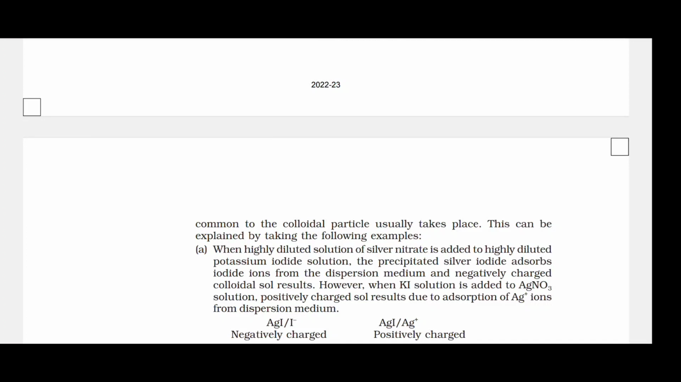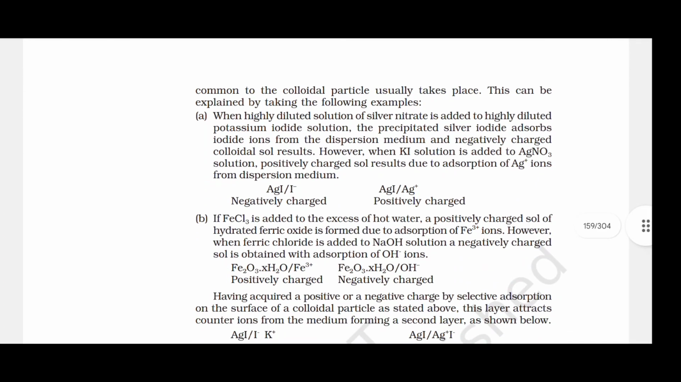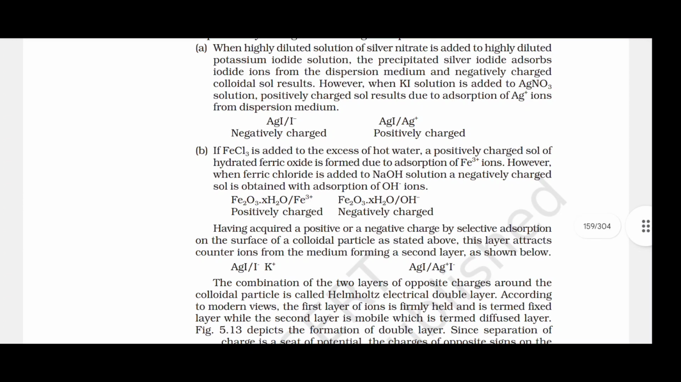However, when potassium iodide solution is added to AgNO3 solution, a positively charged sol results due to adsorption of Ag+ ions from the dispersion medium. If FeCl3 is added to excess hot water, a positively charged sol of hydrated ferric oxide is formed due to adsorption of Fe3+ ions. However, when ferric chloride is added to NaOH solution, a negatively charged sol is obtained with the adsorption of OH- ions.